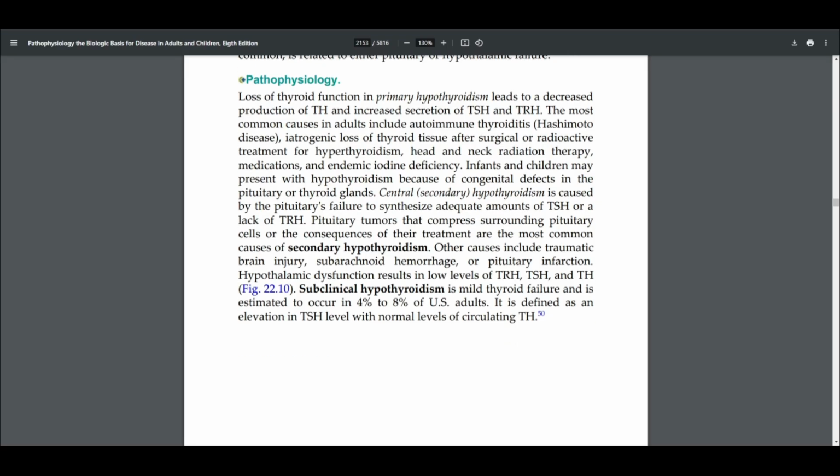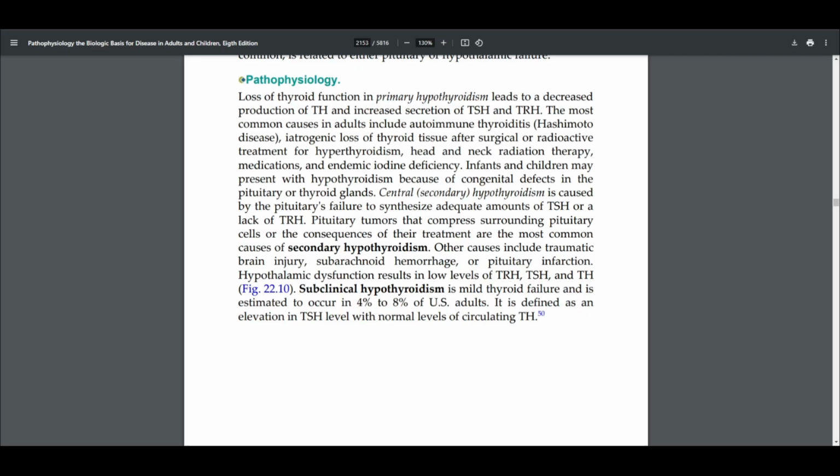So the pathophysiology. The loss of thyroid function in primary hypothyroidism leads to a decreased production of TH and an increased secretion of TSH and TRH. The most common causes in adults include autoimmune thyroiditis, Hashimoto disease, iatrogenic loss of thyroid tissue after surgical or radioactive treatment for hyperthyroidism, head and neck radiation therapy, medications, and endemic iodine deficiency. Infants and children may present with hypothyroidism because of congenital defects in the pituitary or thyroid gland.